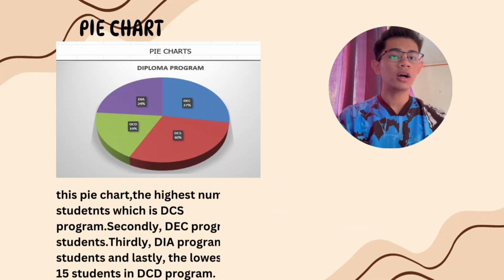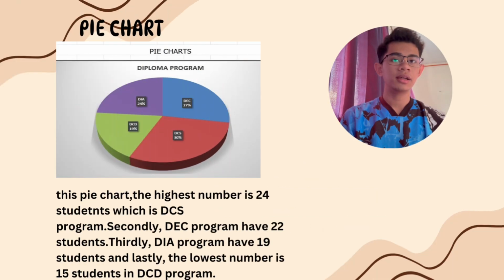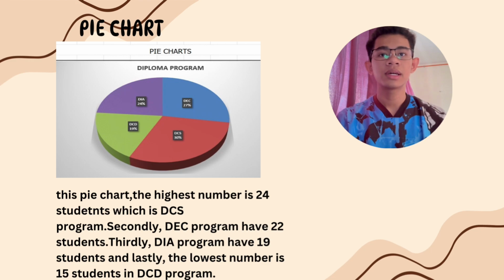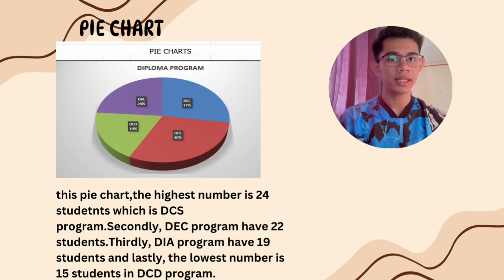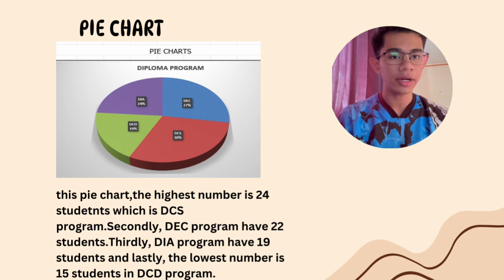After that, we are going to present our pie chart. In this pie chart, the highest number is 24 students, which is the DCS program. Secondly, the DEC program has 22 students. Thirdly, the DIA program has 19 students. And lastly, the lowest number is 15 students in the DCD program.